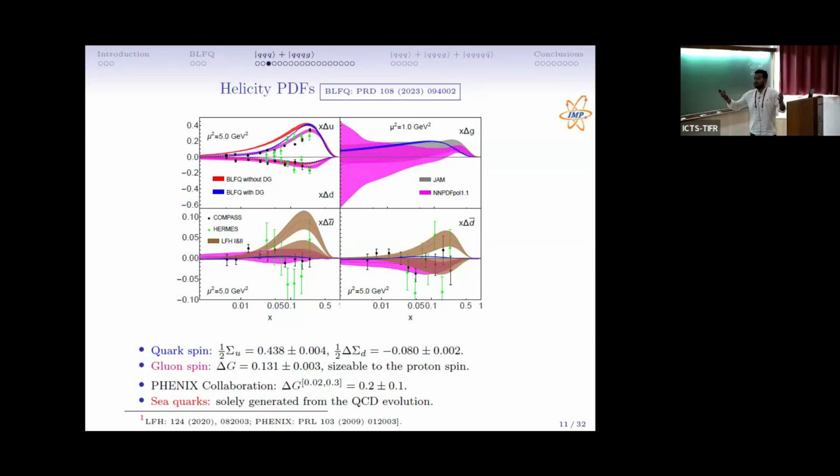Since we have this helicity distribution, we can calculate the gluon spin or quark spin, and we found that the gluon spin contribution is around 26% of the proton spin.